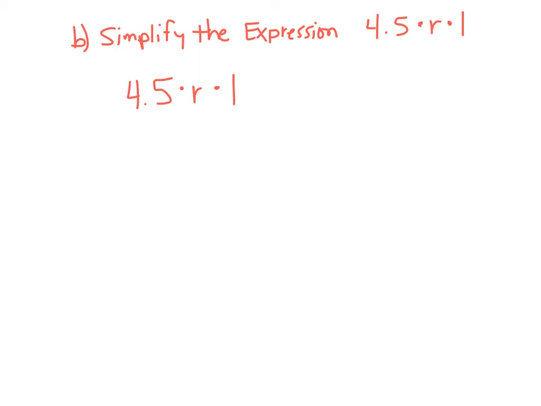So I rewrite what I have first. Then I'm going to use my associative property to do some grouping. I'm going to leave it at 4 and 5/10 times r times 1, and I'm going to group something that I know I can solve. There are a couple different ways you could do this, but what I'm going to do is start with my r times my 1, using the associative property.